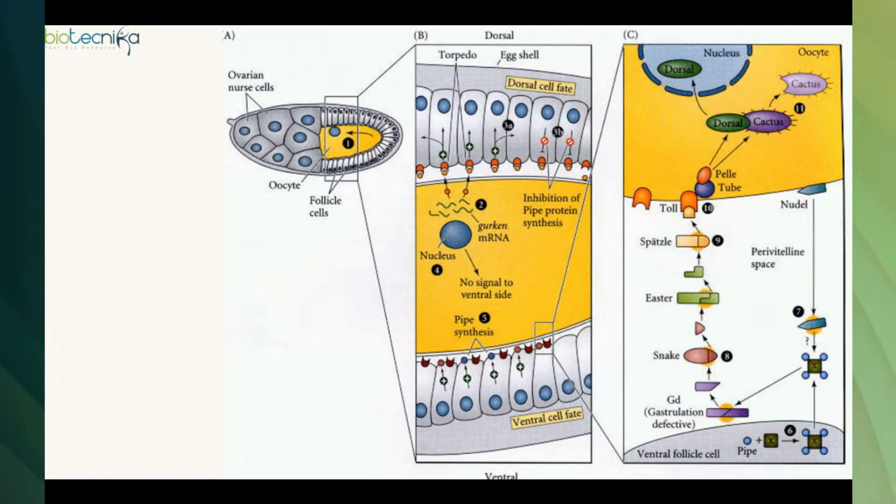Okay. So the signaling process, you remember, the pipe protein along with some other protein, they will do a series of proteolytic cleavages. That means GD will cleave Snake, that part will cleave Easter, that part of Easter will cleave Spätzle, and that cleaved Spätzle will go and bind with the receptor Toll, which is present on the egg membrane. And Toll will activate something called Pelle and Tube. So these things you need to know.